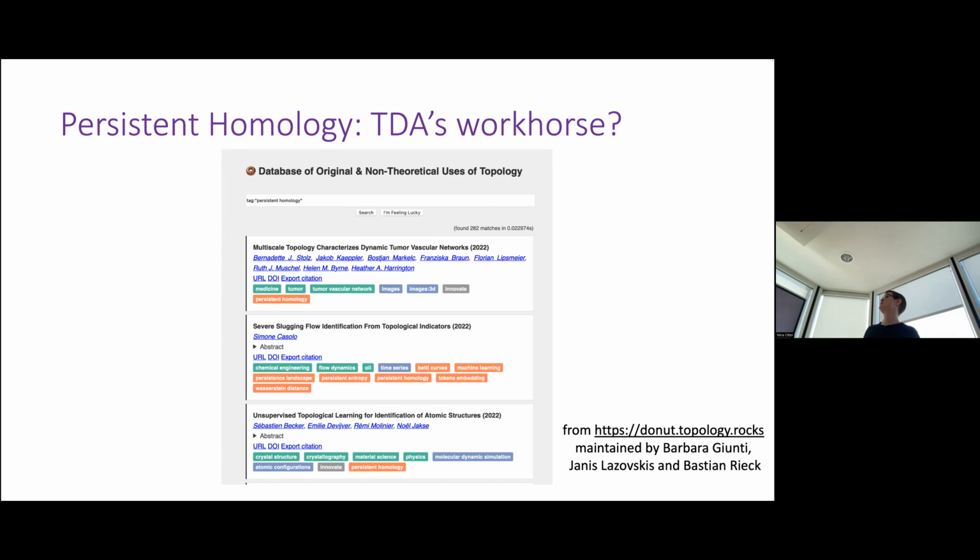But I'm showing this just to give a bit of an idea of how widely persistent homology has been used and is being used in applications. For example, here you see these are all recent papers. Persistent homology has been used to find new subtypes of breast cancer, to predict financial crashes, classify digital fingerprints and so on. So it has really applicability in a wide scale of domains.